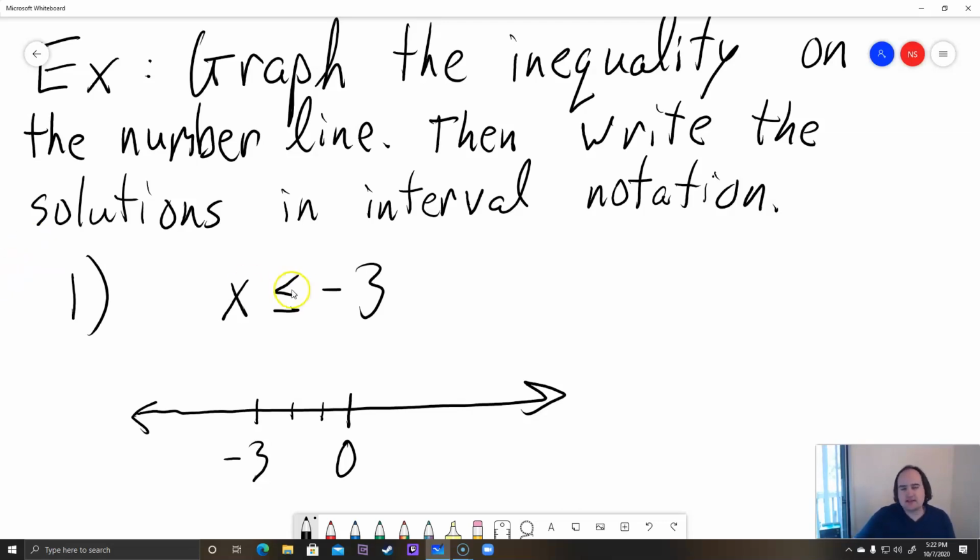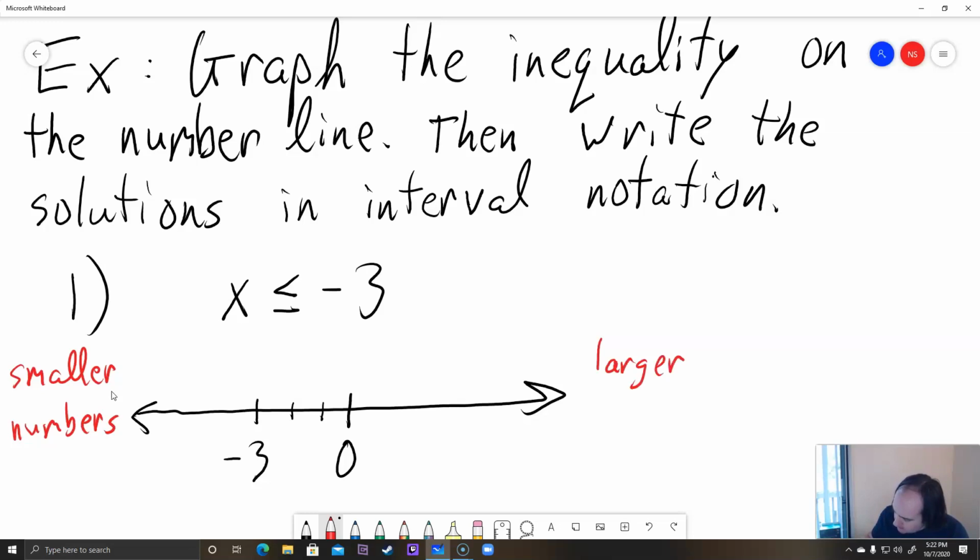Now this is read x is less than or equal to -3, and less than actually goes to the left, because remember, smaller numbers are on the left side, and larger numbers are on the right side. So if x is less than or equal to negative 3, that's going to be everything to the left of negative 3, because all the smaller numbers are to the left of negative 3. So less than goes to the left.